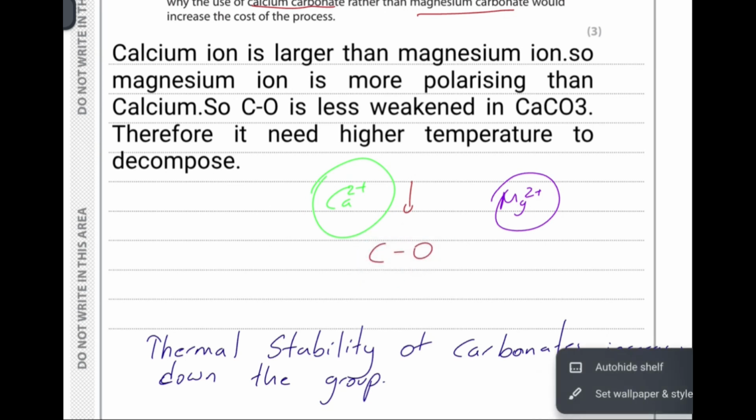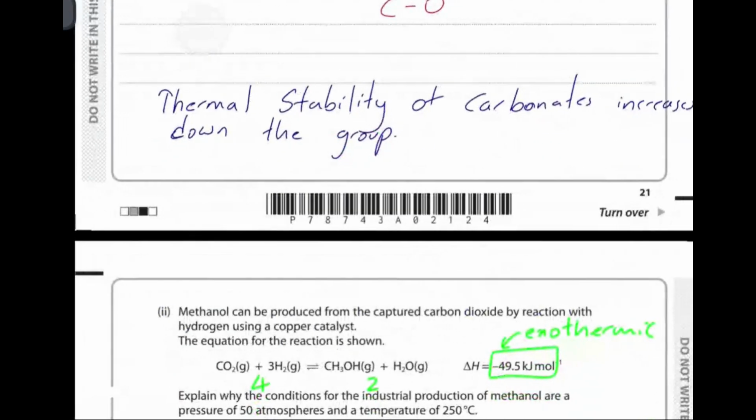So the magnesium ion has more polarizing power than the calcium ion. So the magnesium ion polarizes the C-O bond more than the calcium ion does, right? So the C-O bond of calcium carbonate is less weakened, so it needs higher energy to break these bonds and decompose the compound, right? So the answer is calcium ion is larger than magnesium ion, so magnesium ion is more polarizing than calcium. So the C-O bond is less weakened in calcium carbonate, therefore it needs a higher temperature to decompose.